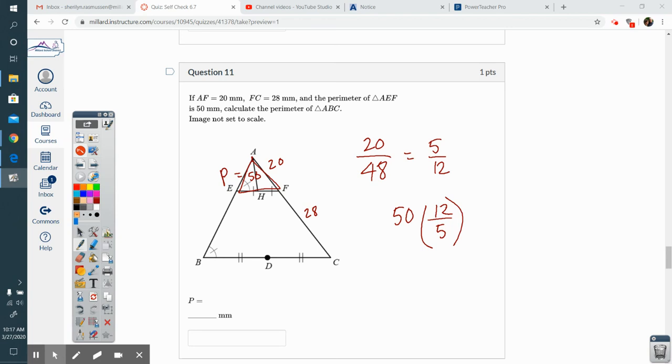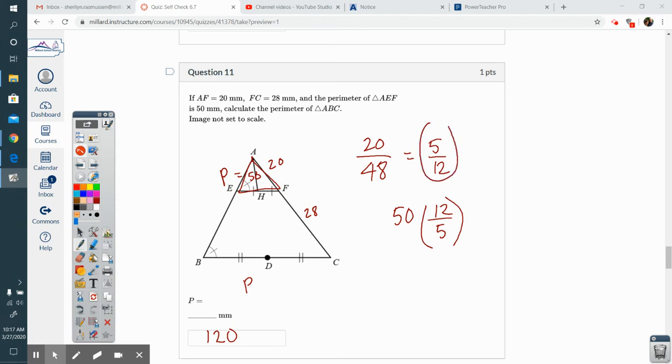So 50 times 12 divided by 5 is 120. So the perimeter of the big triangle, I'll just write it down here, is 120. So hopefully that makes sense.